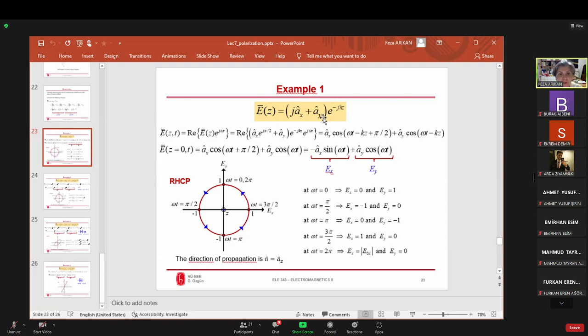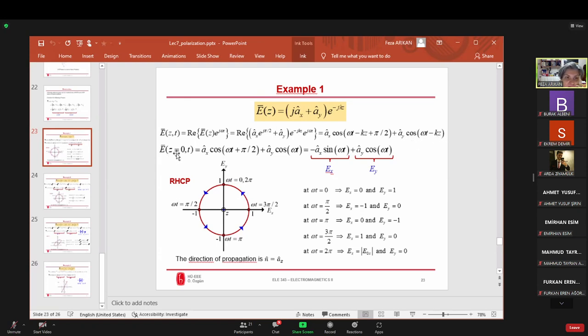Time domain'e çevirin. Time domain'e çevirmek için ne yapıyoruz? Buradaki dalgayı alıyoruz. The phasor form E of z, and we multiply it with e to the j omega t and take the real part of it, like here. So, in this way, we are concentrating on this part where ax and ay components exist. j can be written as e to the j pi over 2, and in the real form, it is written as ax cosine of omega t minus kz plus pi over 2, plus ay cosine of omega t minus kz.